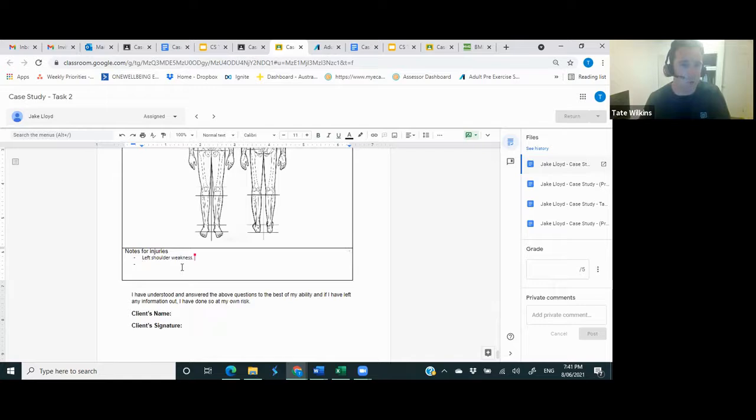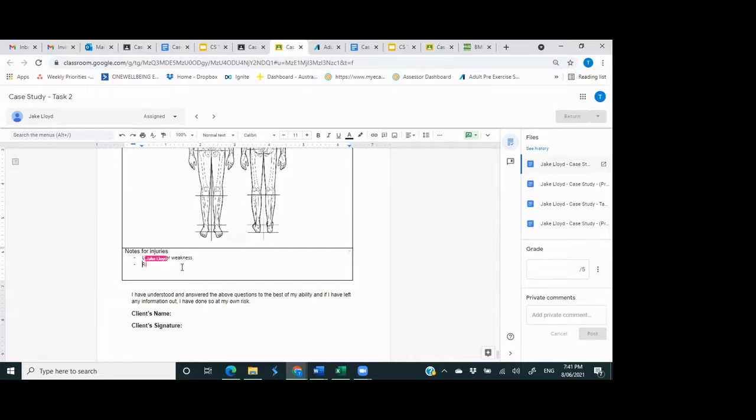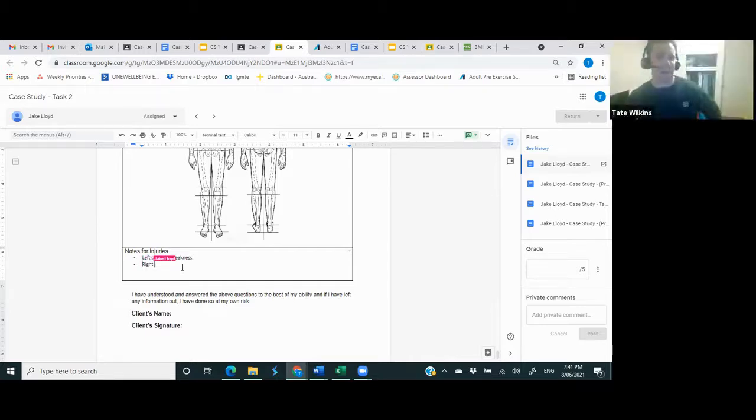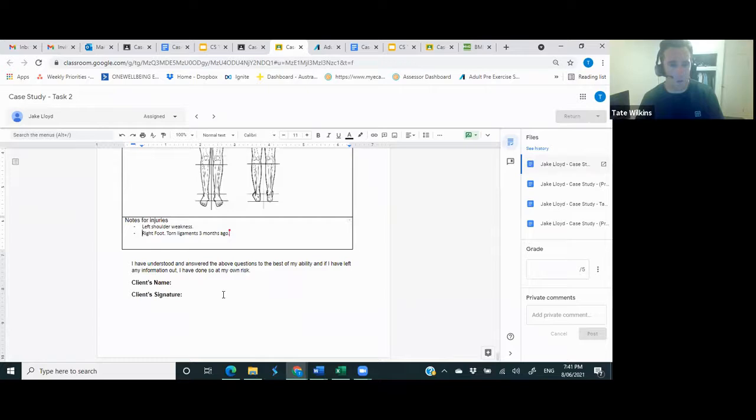Other injuries, right foot. Too many kicks. Yeah, no, that was from Oztag. Just rolled it. Just write down torn ligaments 3 months ago, so still a bit weak. That's all she wrote.